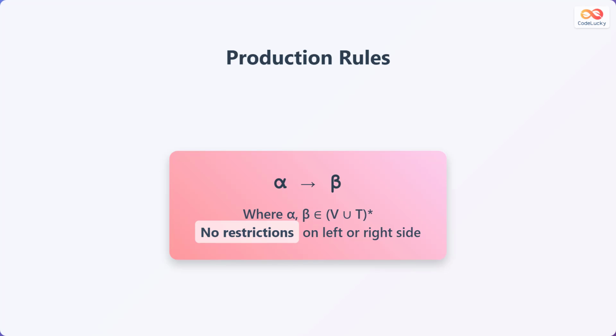The production rules in an unrestricted grammar take the form alpha derives beta, where alpha and beta are strings of variables and terminals. Unlike other types of grammars, there are no constraints on what alpha and beta can be. The left side and the right side can contain any combination of variables and terminals.